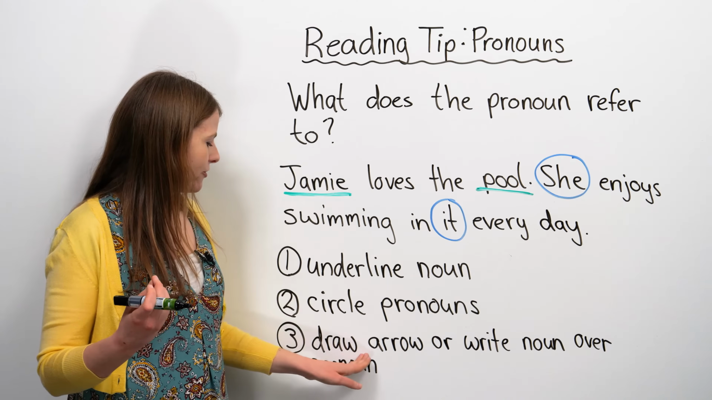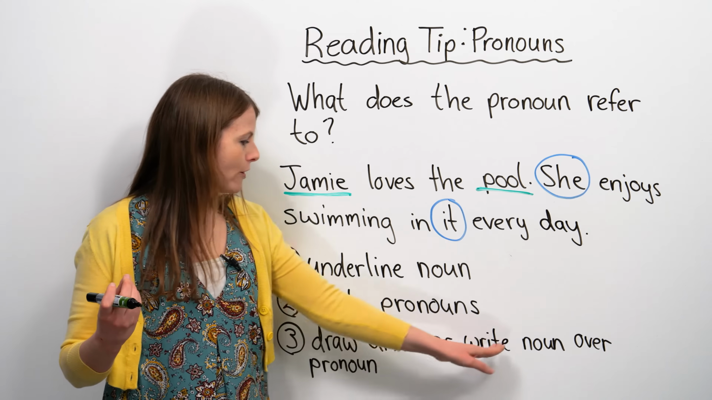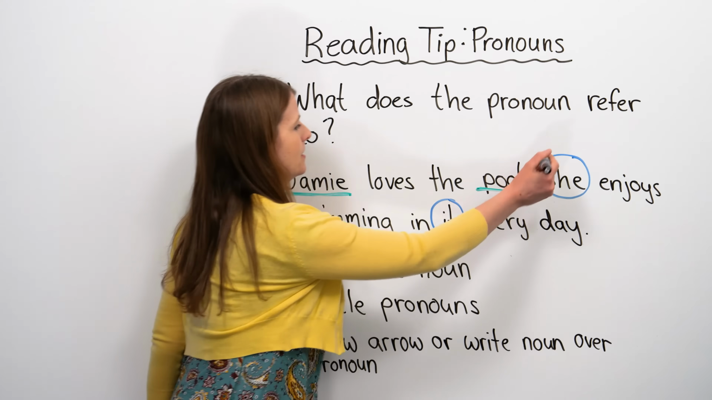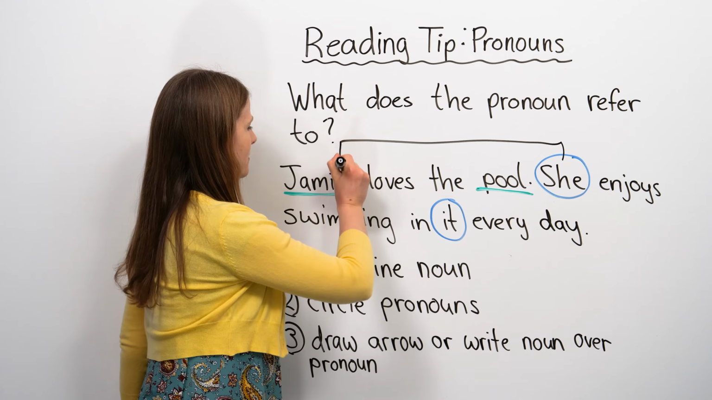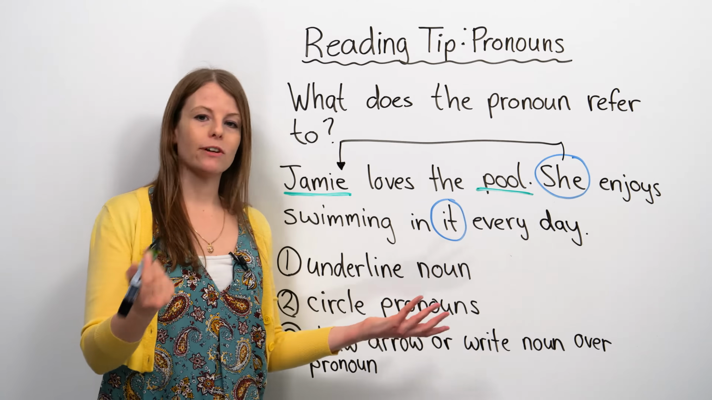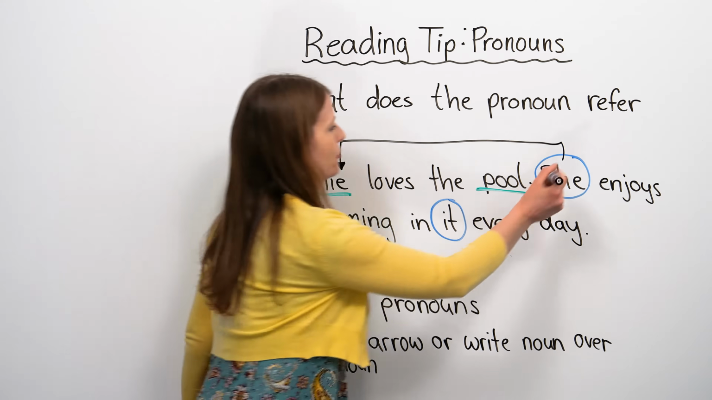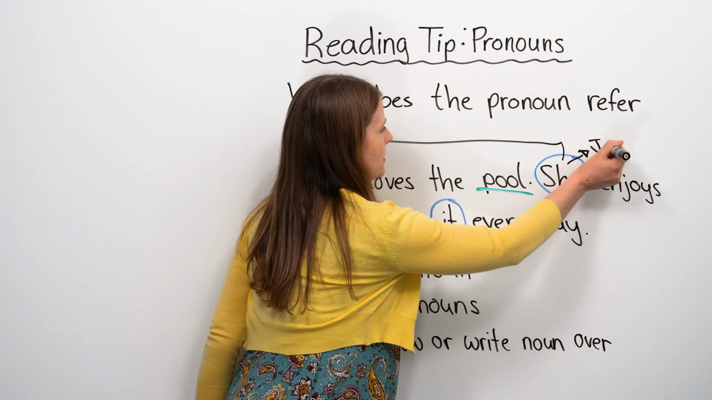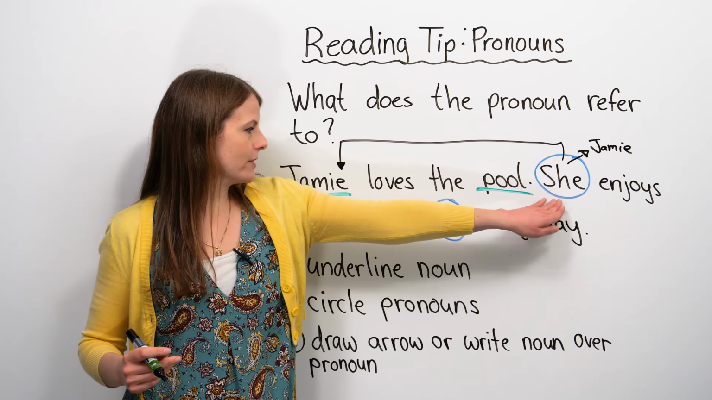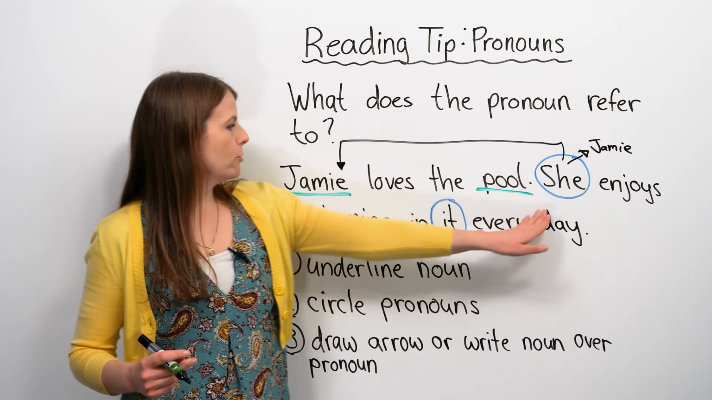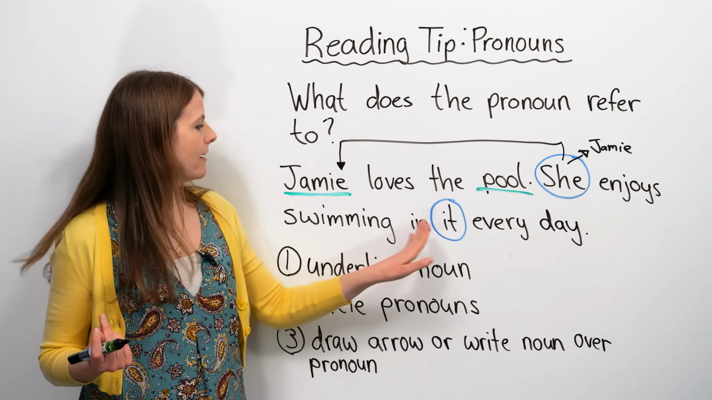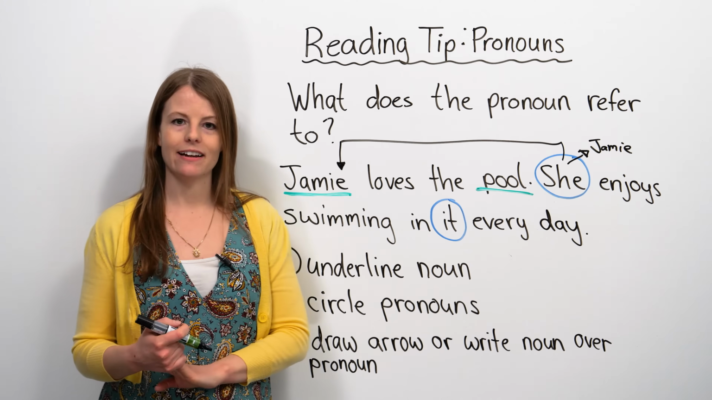So now I'm going to do my 3rd step. Draw an arrow or write the noun over the pronoun. So I can do 2 things here. I can either go, okay, she means Jamie. Or if I don't want to draw an arrow, what I can do is just make a note to myself, Jamie. Okay, so I got the first pronoun figured out. Jamie loves the pool. Jamie, or she, enjoys swimming in it every day.